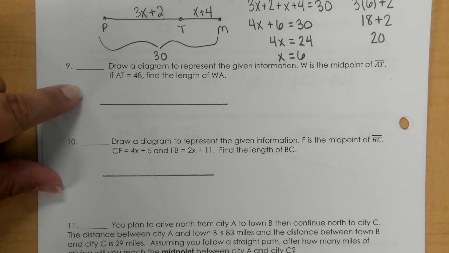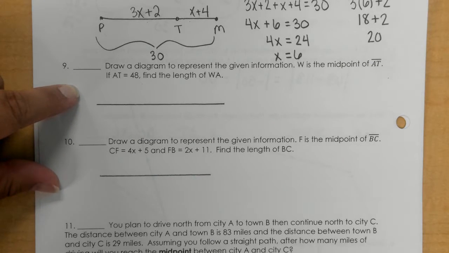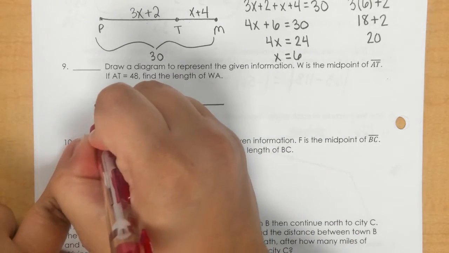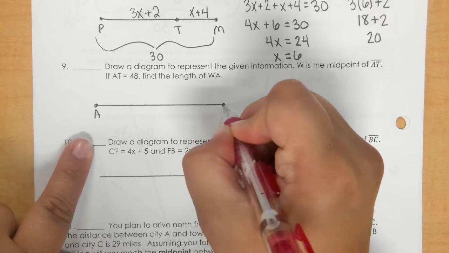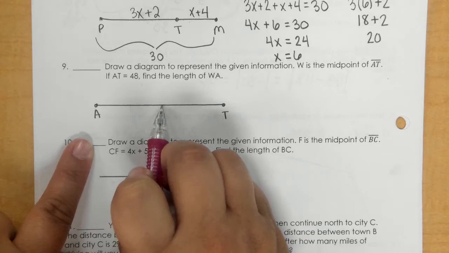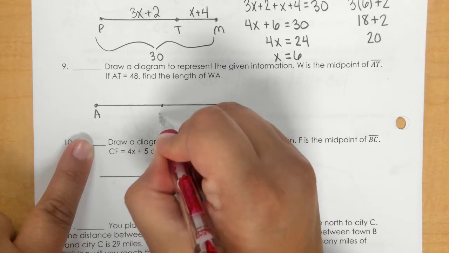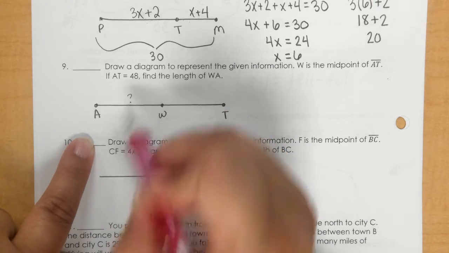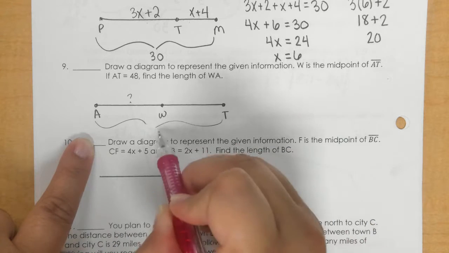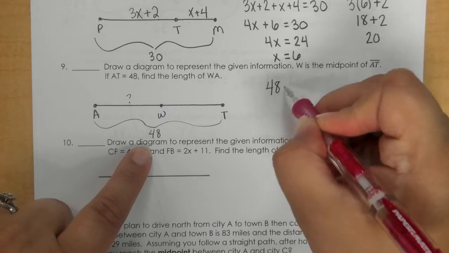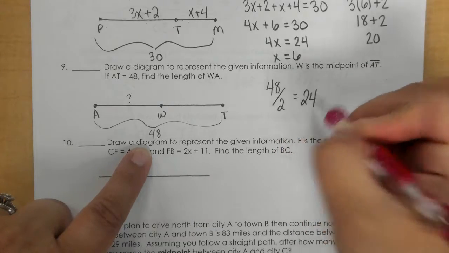Okay, for number 9, draw a diagram to represent the given information. In this case, W is the midpoint of AT. So we have A and T. And we have to go about halfway and make this W. So it says if AT is 48, find the length of WA. So I want to know this length, and I know that the whole thing is 48. And so I just divide it by 2. So 24.